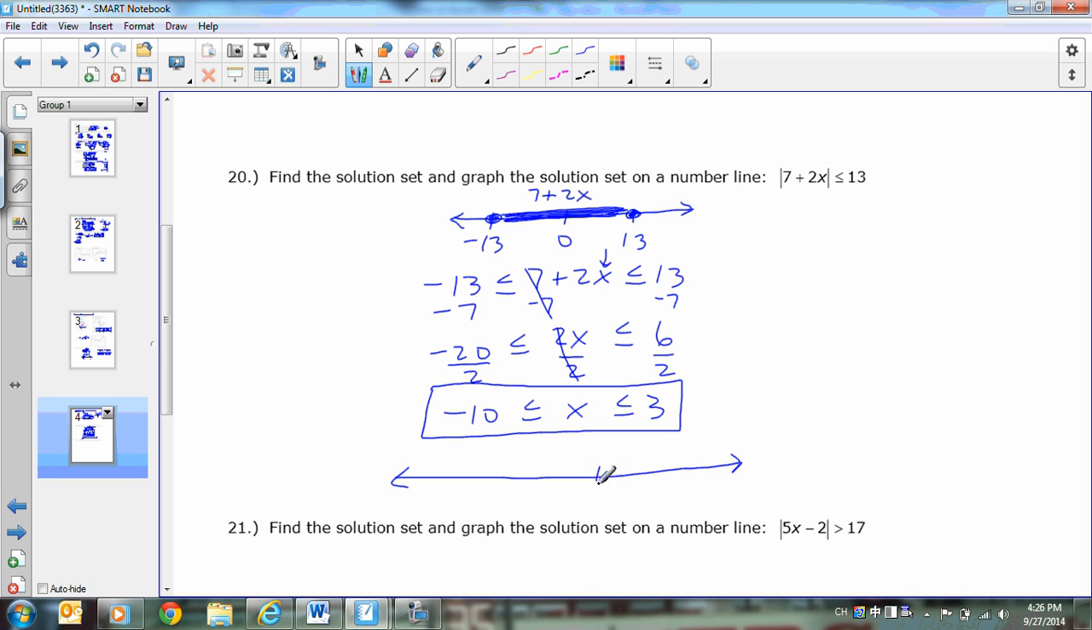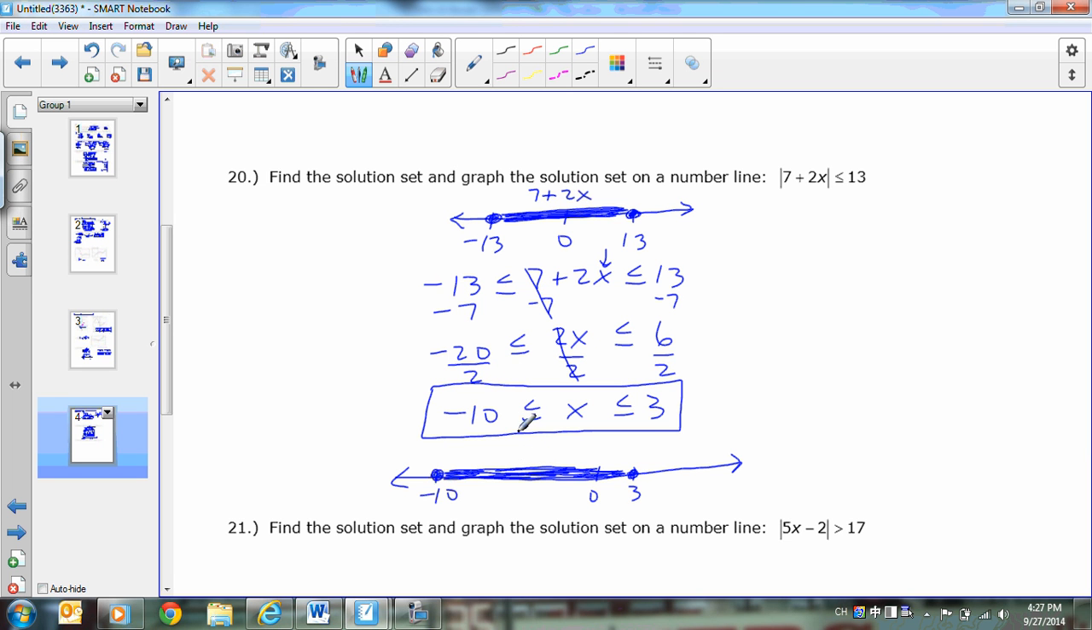Okay, indicate -10 on my number line, indicate +3 on my number line. Now, because of these less than or equal to symbols, I'm going to put a closed circle on -10, a closed circle on 3, and then shade in everything in between. So our solution set would be all numbers from -10 to +3, including -10 and +3.